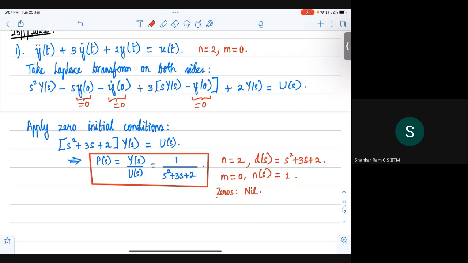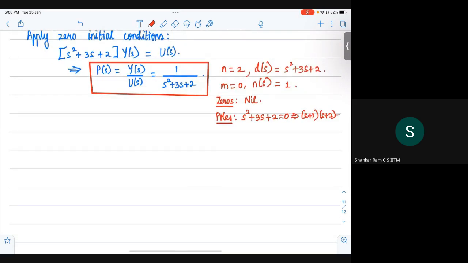And if we look at poles, how do I calculate the poles? I need to solve the denominator polynomial equal to 0. So I need to solve s squared plus 3s plus 2 equals 0. This can be factorized as (s plus 1) times (s plus 2) equal to 0. So this implies that the poles are at -1 and -2. Okay, so these are the two poles of this transfer function.